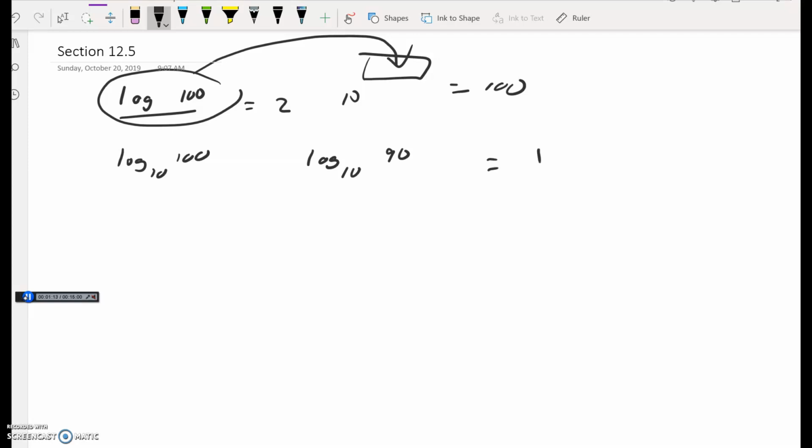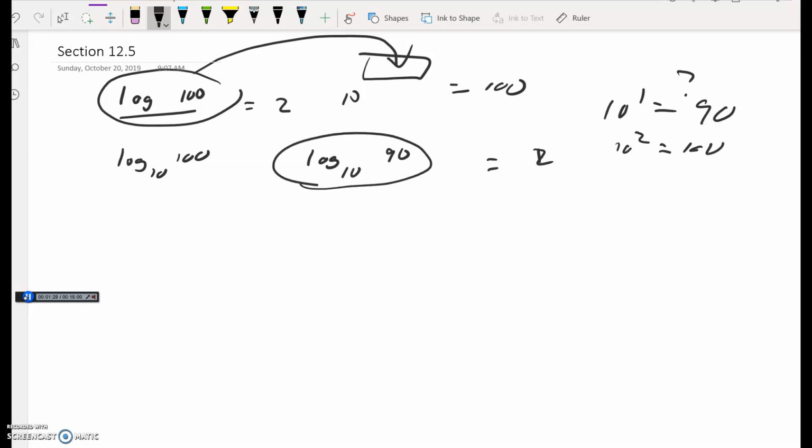Well, this won't be 1 because 10 to the first power is not 90. And it won't be 2 because we've just discovered that 10 to the second power is 100. So this has to be somewhere in between 1 and 2, and where? Well, it's the same quantity as this, because remember, there's an understood base of 10.